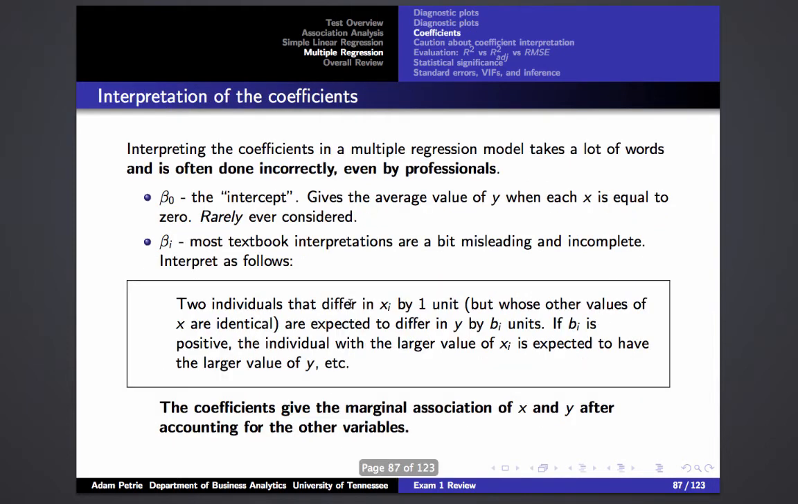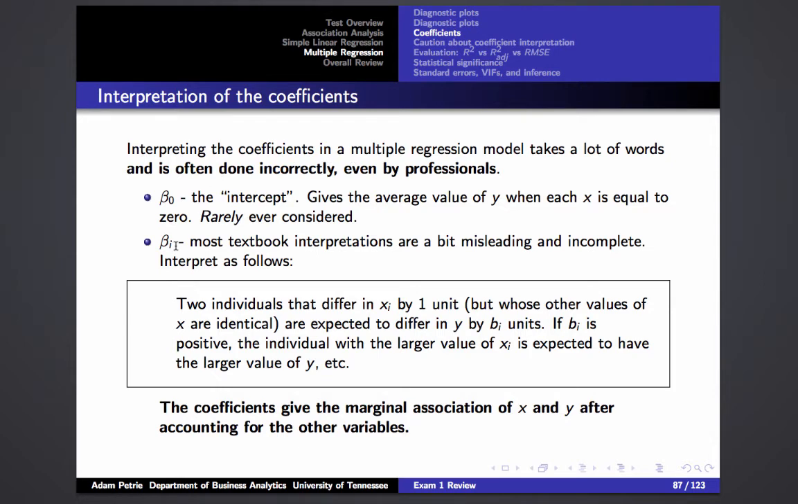Okay, so we talked about checking those plots. Very important key point right here. How do we interpret the coefficient in a multiple regression model? This is on the exam, and I expect you to completely nail this. This is one of the most misinterpreted things in all of statistics, even by professionals, and I want to make sure that you can do this correctly.